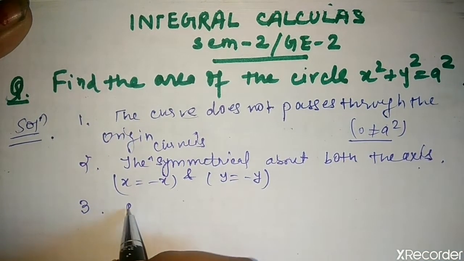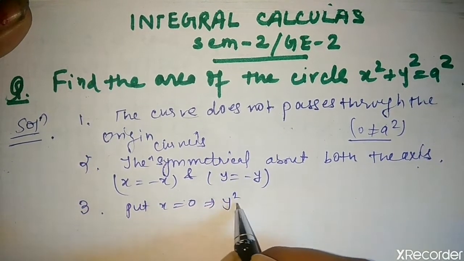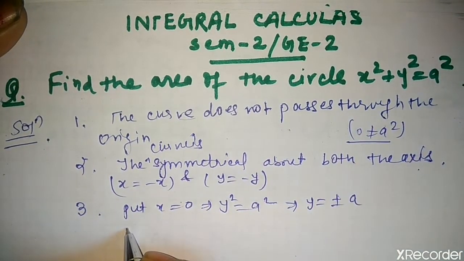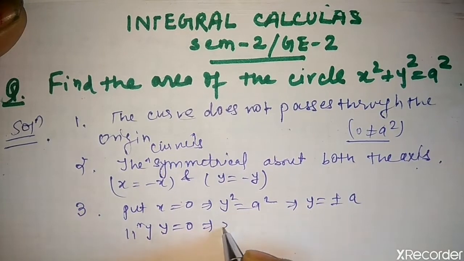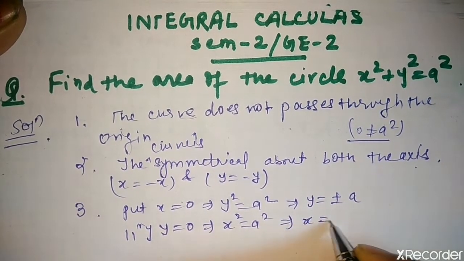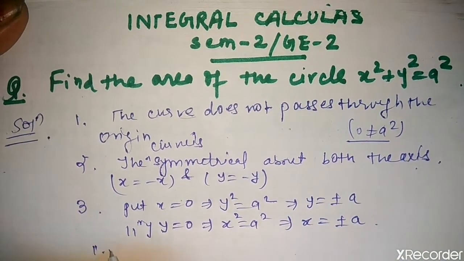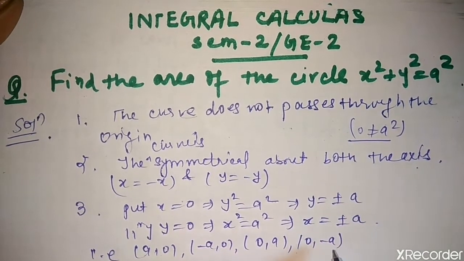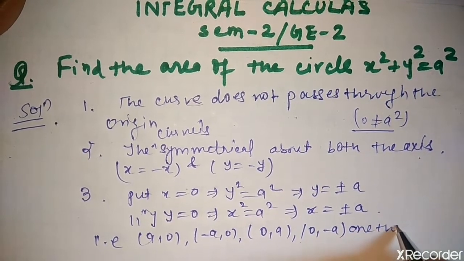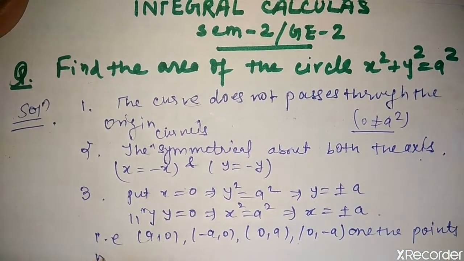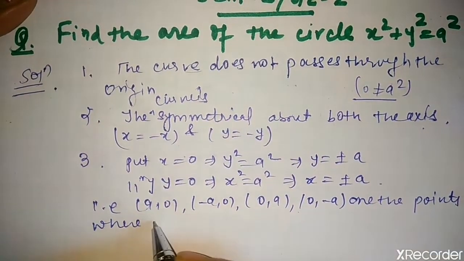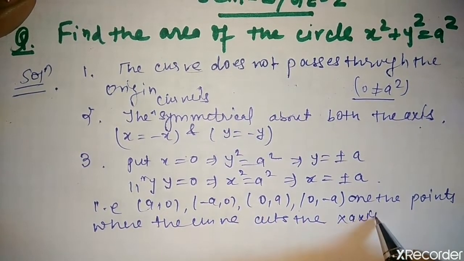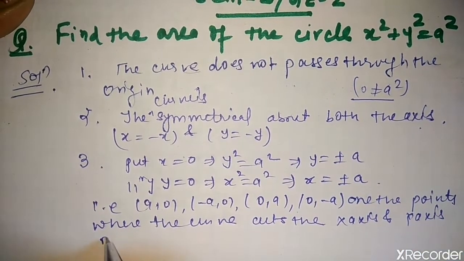Now the third one: put x equals 0. This implies y square equals a square, and this implies y equals plus minus a. And again, by putting y equals 0, we get x square equals a square, and this implies x equals plus minus a. That is, a0, minus a0, 0a, 0 minus a are the points where the curve cuts the x-axis and y-axis respectively.